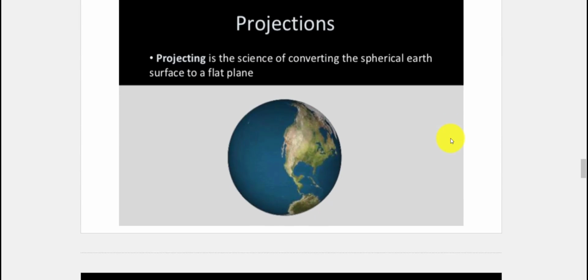The other part of this week's lab is projections. So we're taking a complex 3-dimensional world and we're representing it with 2-dimensional products. So projecting is the science of converting the spherical Earth's surface to a flat plane.